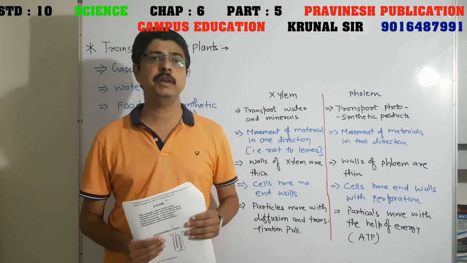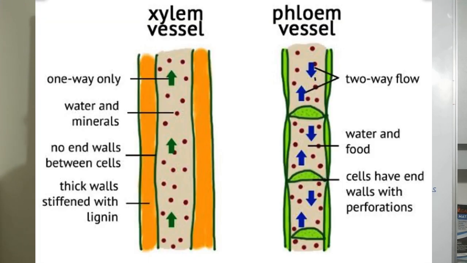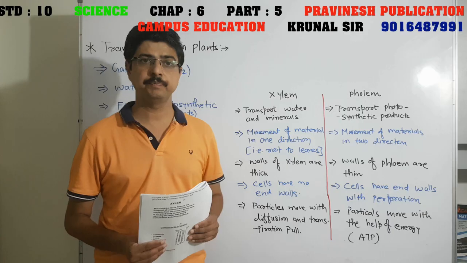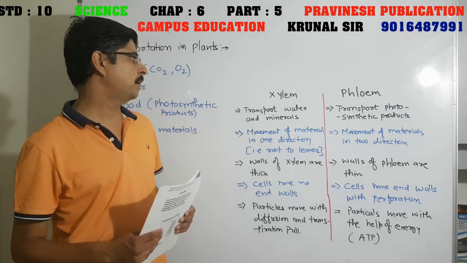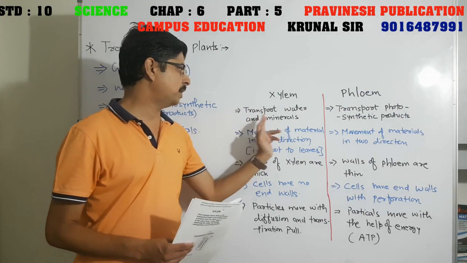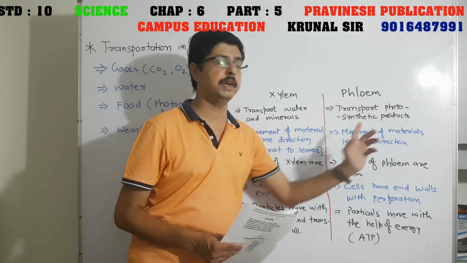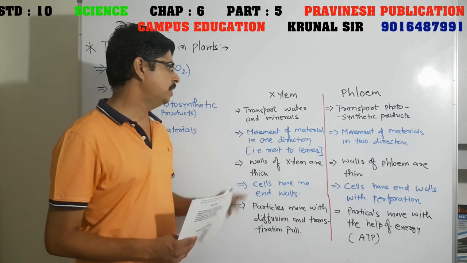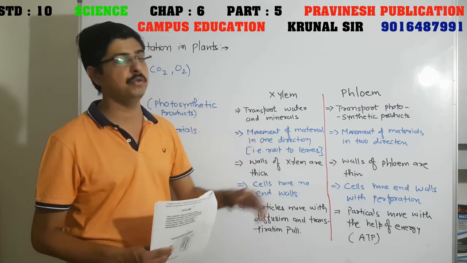Now the difference between xylem and phloem. Friends, on your screen you can see the diagram of xylem and phloem on the same screen. Just observe it. Then we start the difference between xylem and phloem. Focus on the board. Xylem transports water and minerals. Phloem transports photosynthetic products. Second point, movement of material in xylem is in one direction only, that is from root to leaves.